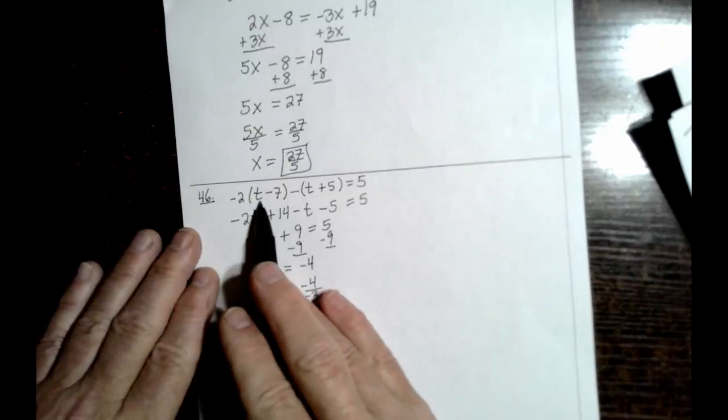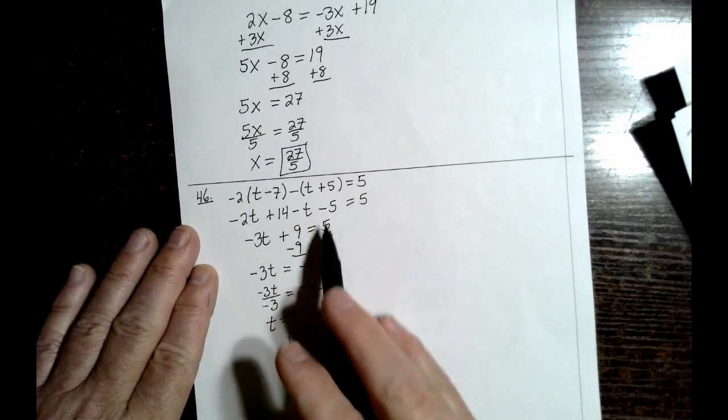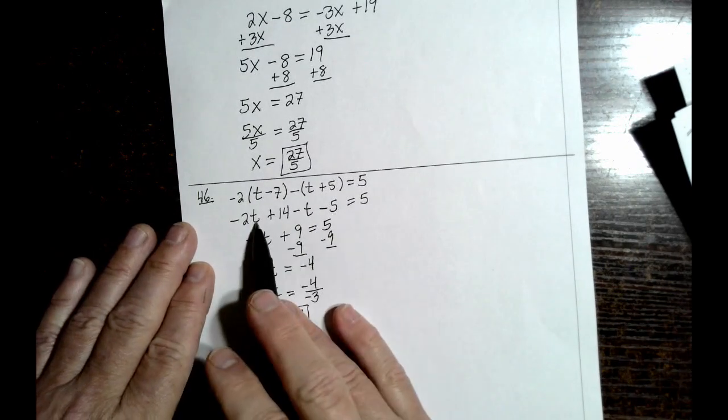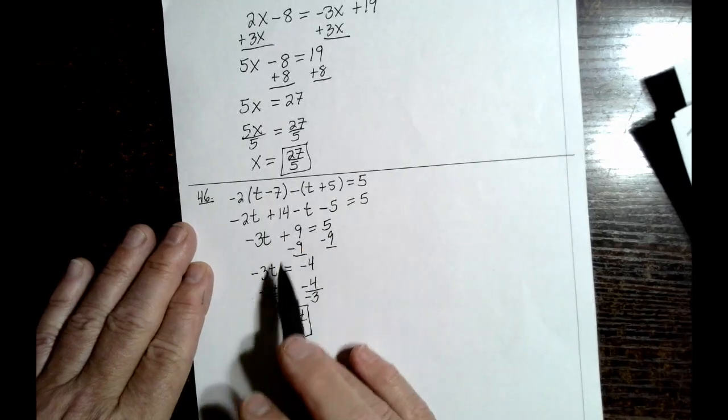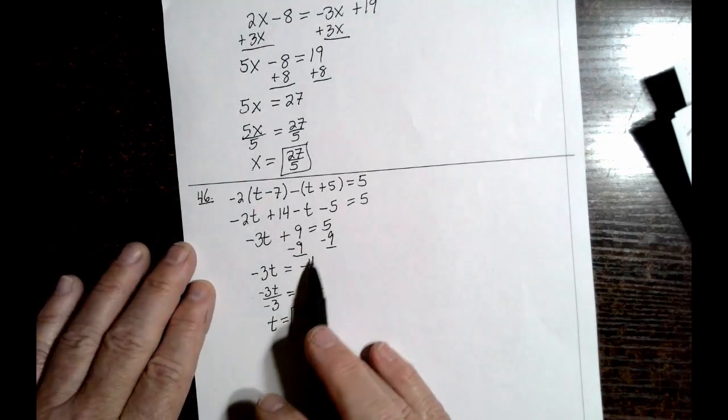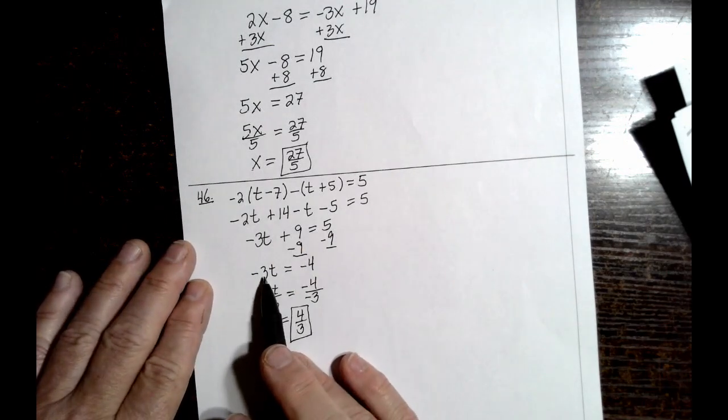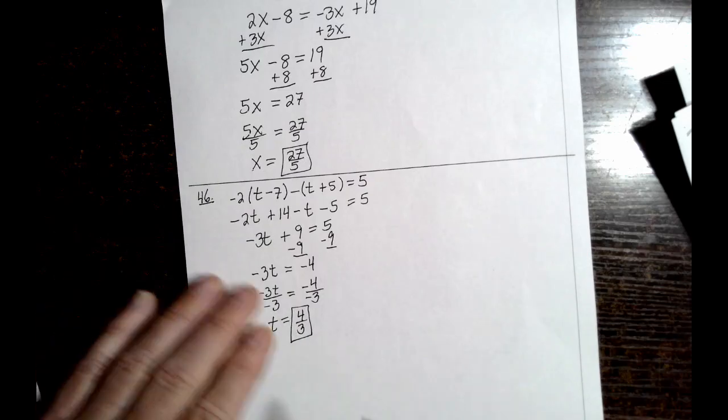Alright, on this one you're distributing a minus 2. Here you're distributing a minus. And you get all these numbers here. You combine the t's, you combine the constants. Subtract 9. Divide by negative 3. And you get your answer.